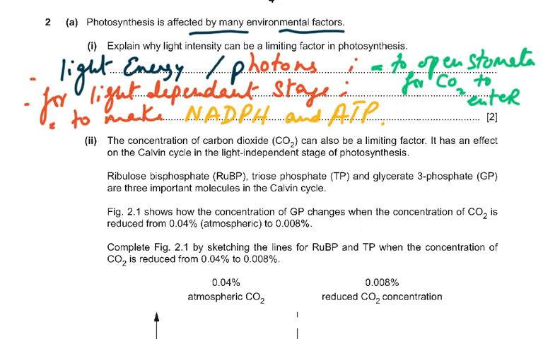So number 1, light energy, photons. Number 2, for the light dependent stage, why do we need light energy? Why do you need sugar? Well, you want to make a cake, so you need sugar for that. Why do you want salt? You want to make an omelette, you want to add salt to it. To make NADPH and ATP and to open the stomata for the carbon dioxide to enter.